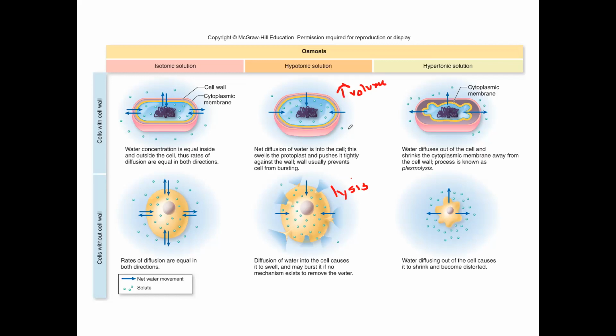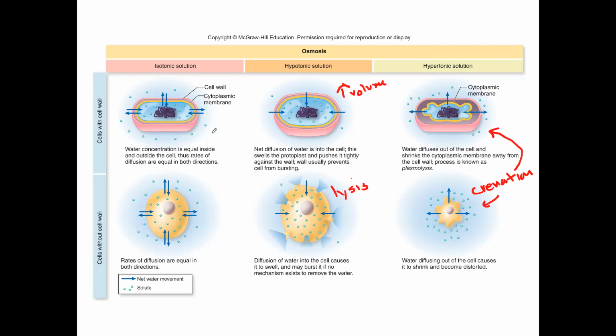In a hypertonic solution, the cell will shrivel and may die, and that's called crenation. And the same thing happens to a bacterial cell. It will shrivel and may die. You're basically sucking the water out of it. You're dehydrating the cell, right?